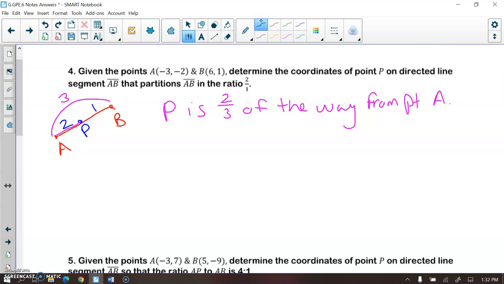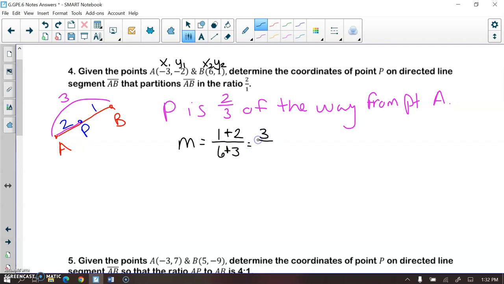So I'm utilizing A as my starting point. If you want to do B, you would do 1/3 of the way from point B. Since I'm using A, I'm going to label A as x1, y1. If you used B, you would label that x1, y1. And now we need to do the slope formula perfectly. It's y2 minus y1, minus a -2 is really a +2, all over x2 minus x1, so minus a -3 is really a +3.